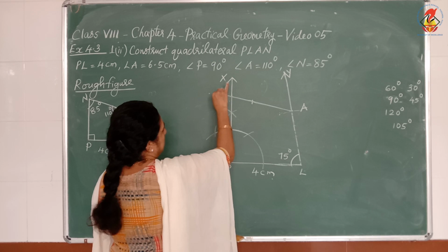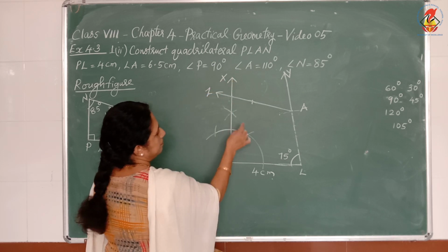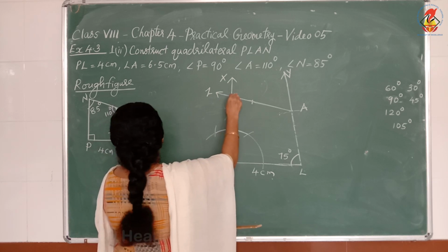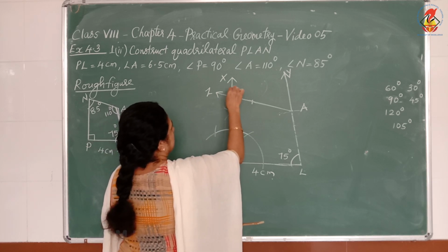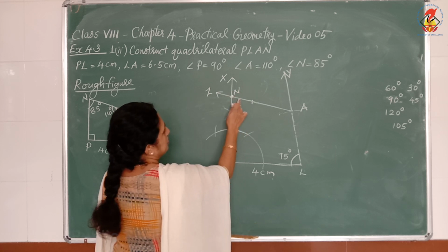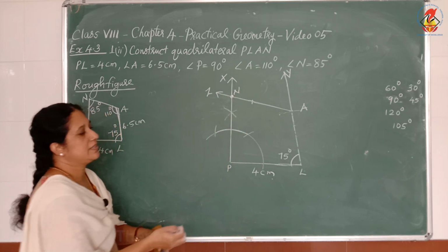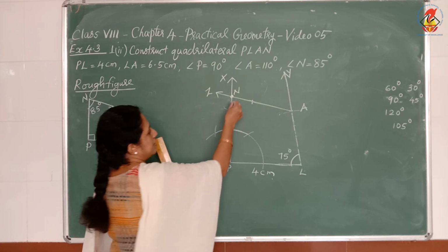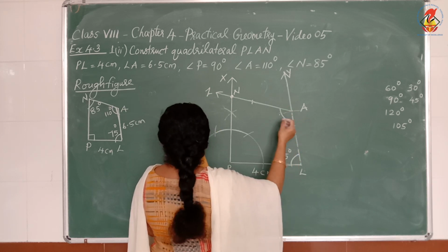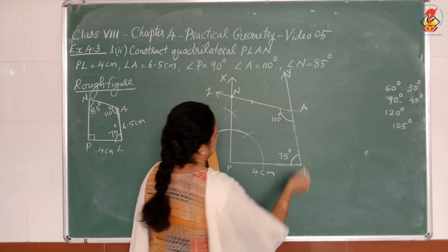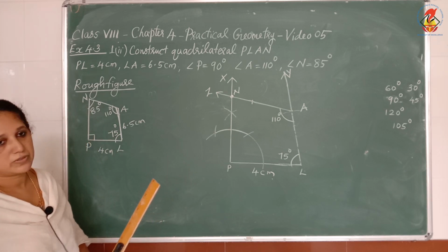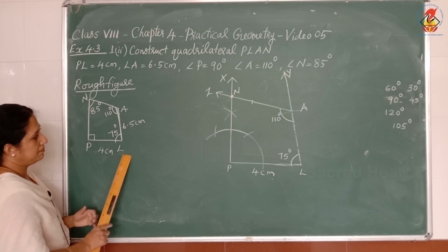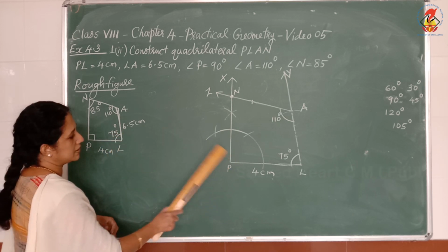Okay, so we can mark this ray as AZ. And the point of intersection of ray AZ and PX, you can take it as N. So this angle will be 85 degree. If you take a protractor and measure it, you can see that this measure will be 85 degree. And here the angle is 110 degree. So this is the construction.